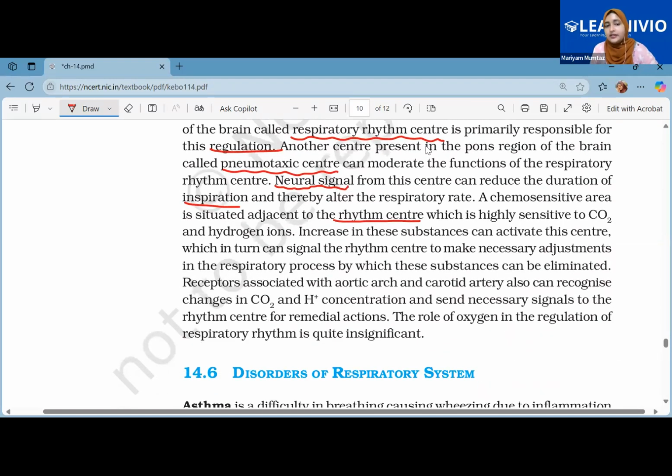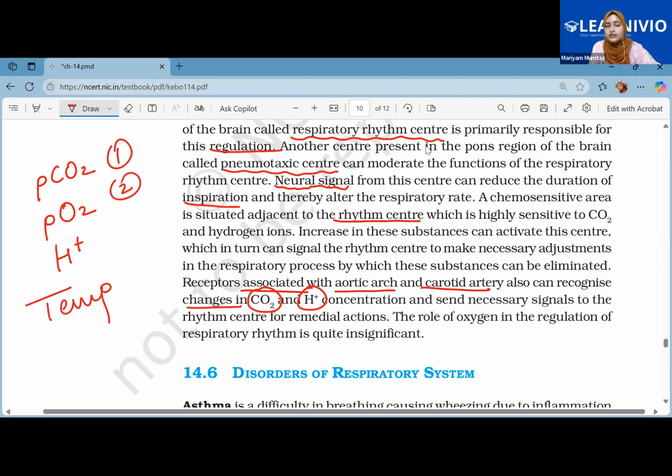Apart from that, receptors associated with the aortic arch and carotid artery also recognize the changes in the CO2 and the H plus concentration. And accordingly, the whole thing runs on these things: the partial pressure of CO2, the partial pressure of O2, the hydrogen ion concentration, and the temperature. These four parameters are everything for our respiratory rhythm or respiration in general. And accordingly, we breathe in and we breathe out. That depends upon the things that are present in our surrounding.